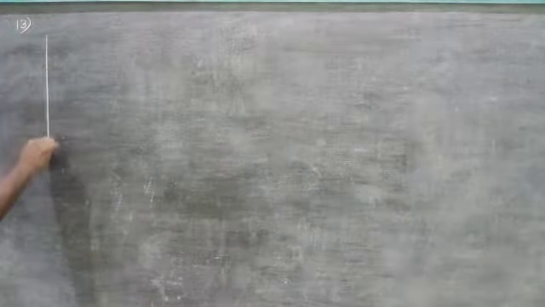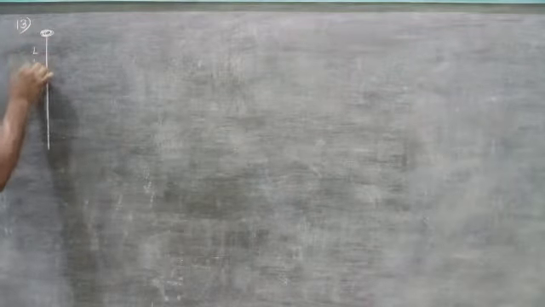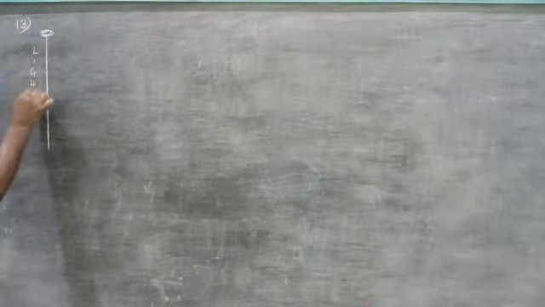Now question number 13. Please see the question from your textbook, page number 204. As observed from the top of a 75-meter high lighthouse. Suppose this is the lighthouse, and the light is here.